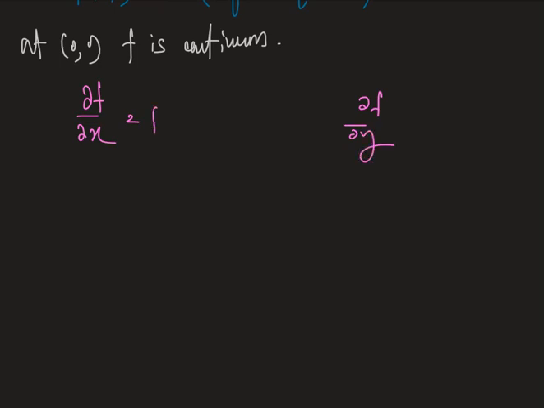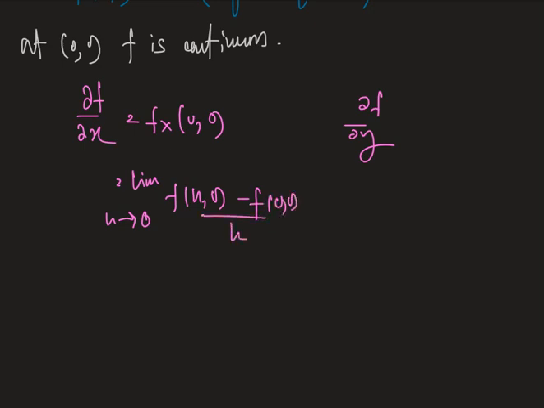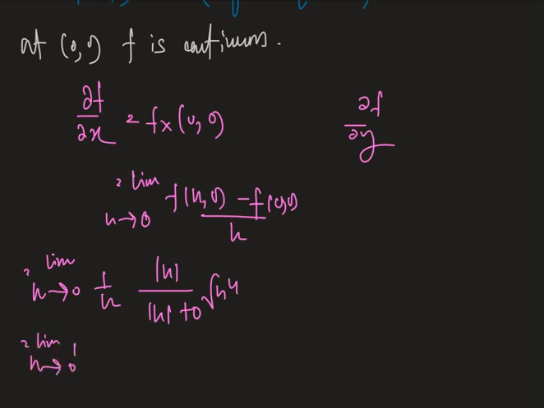Now df by dx is equal to f_x at 0, 0, and by definition we can write that it is the limit as h tends to 0 of f of h comma 0 minus f of 0, 0, divided by h. This implies the limit as h tends to 0 of 1 by h, modulus of h divided by modulus of h plus 0, times root over h to the power 4, which is equal to the limit as h tends to 0 of h square divided by h. Therefore this results in 0.